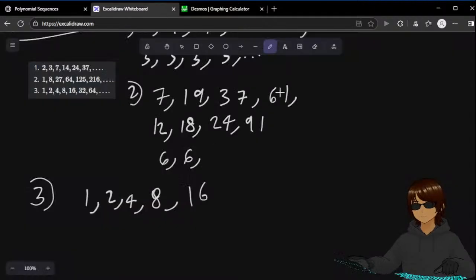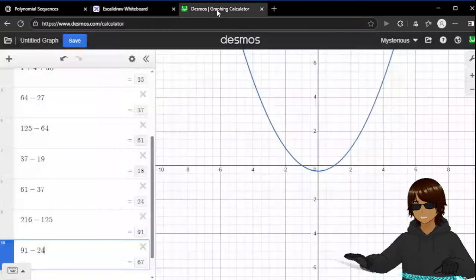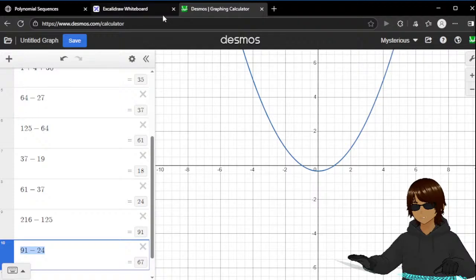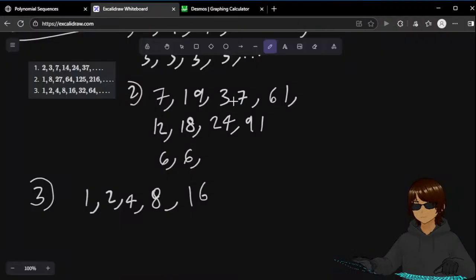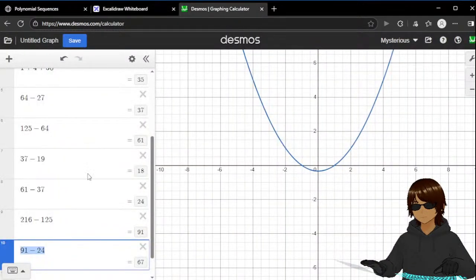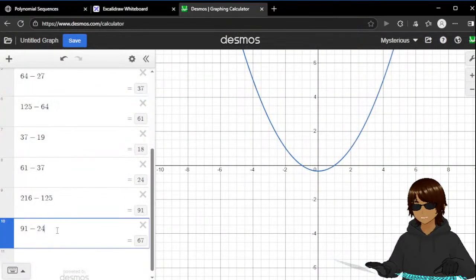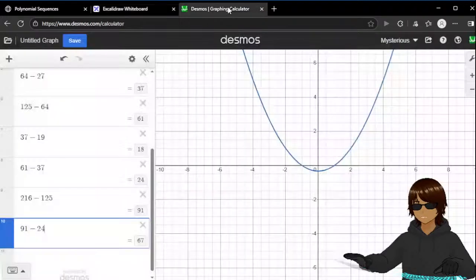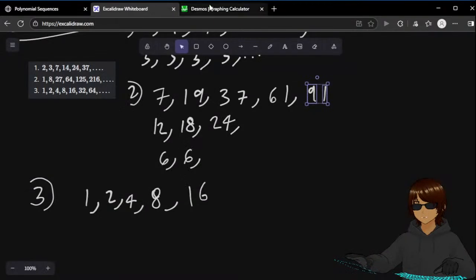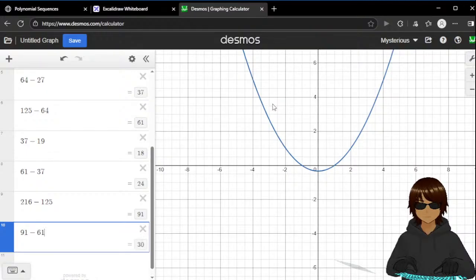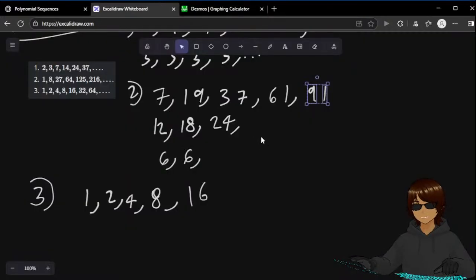Is that correct? This minus this, 61 minus 37, is 24. 125 minus 64 is 61. I think this is supposed to go. Yeah. And then 91 minus 61 is 30. Yeah, that makes sense.